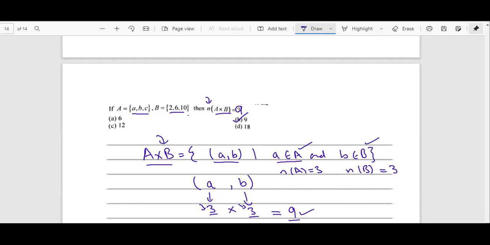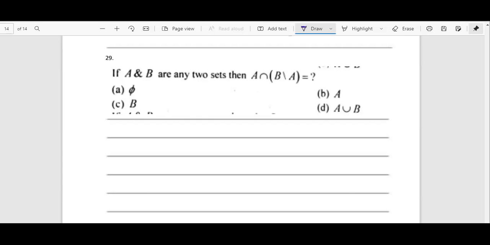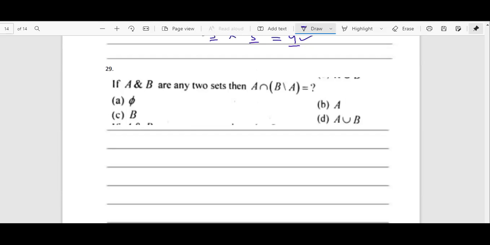Okay. Let's talk about the last question now. If A and B are any two sets, then A intersection B slash A. Let's write it down easily. A intersection B minus A. Okay. Now let's have a closer look at B minus A. B minus A is going to have all the elements of B excluding the elements of A which I had in B as well, right?